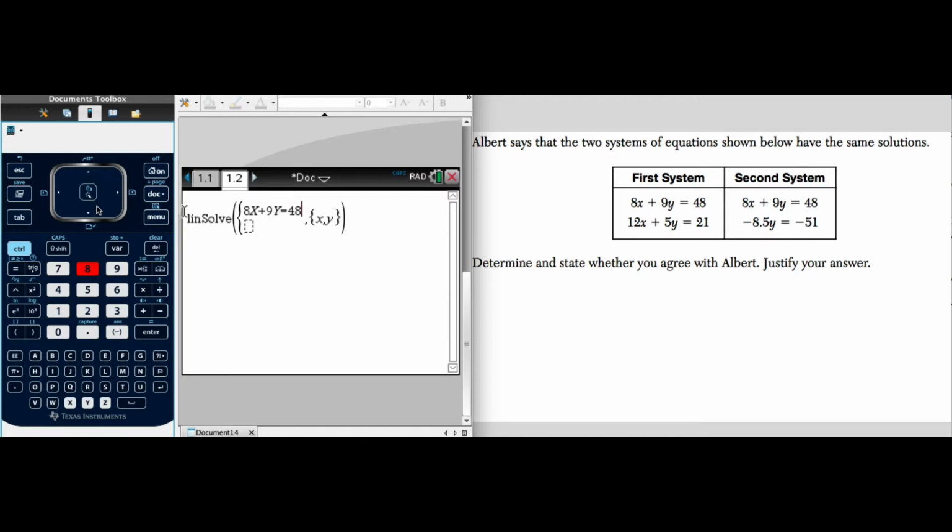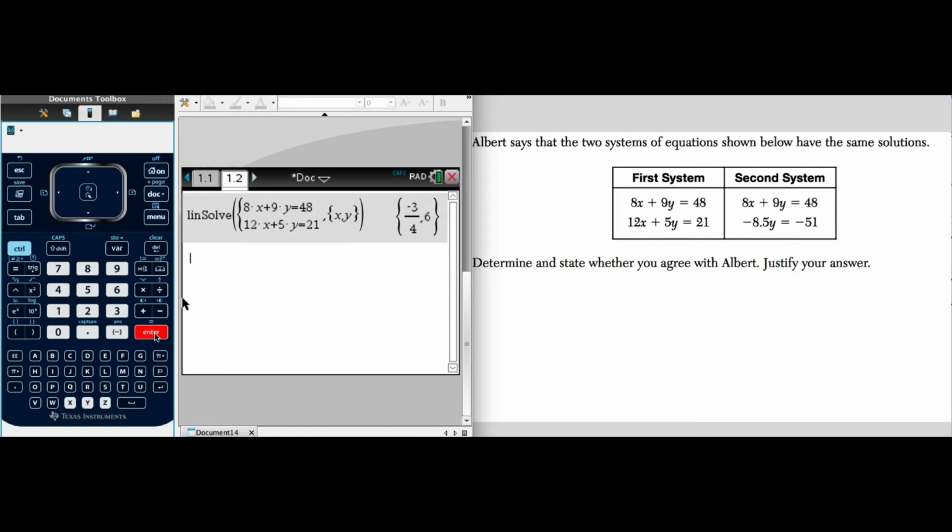We can arrow down. Whoops, I didn't arrow down there. Hit that. And we have 12x plus 5y equals 21. I'll just hit enter. And there are our solutions: negative 3/4 for x, and 6 for y.